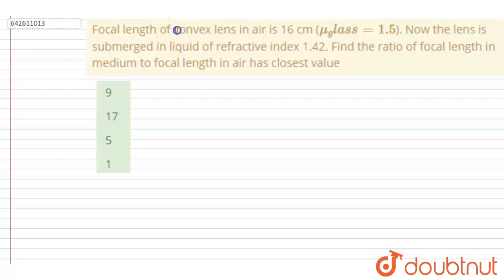Hello everyone. Focal length of convex lens in air is 16 cm. Now the lens is submerged in a liquid of refractive index 1.42. Find the ratio of focal length in medium to focal length in air.